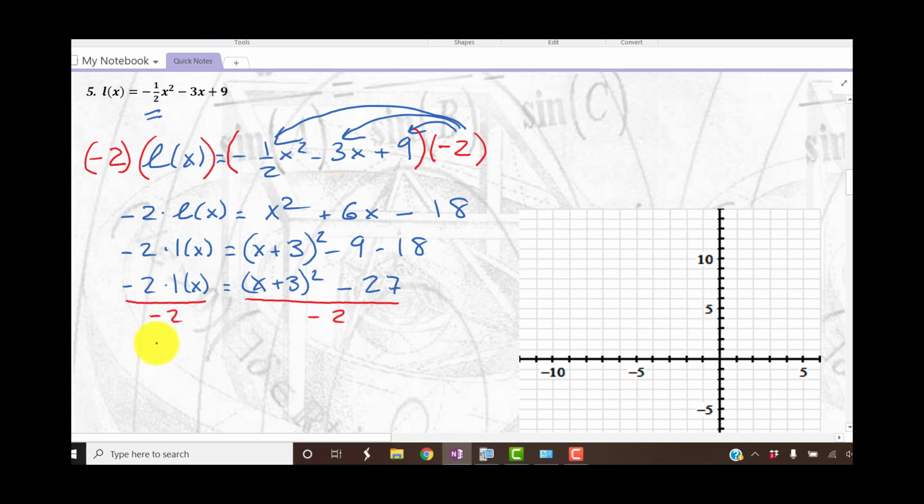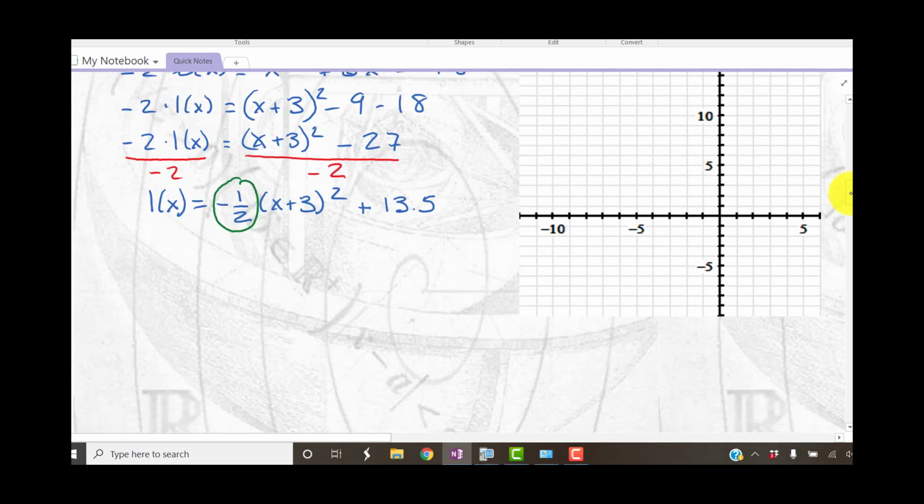So on the left, I have L of x, of course. And oh, my negative 2 disappears right here. And on the right side, I have x plus 3 squared divided by negative 2, I'm just going to write it like that, negative 1/2 times x plus 3 squared. I told you the leading coefficient in the standard form is exactly the same as the leading coefficient in the vertex form, right? But I'm not done. I have to divide negative 27 by negative 2, so that's plus 27 over 2. 27 over 2 is 13.5. That is my vertex form.